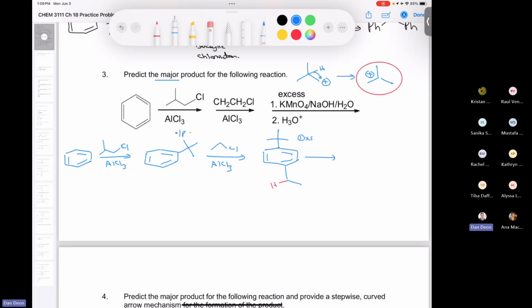So we'll put excess KMnO4, sodium hydroxide, and water, followed by aqueous acid. And so that's going to, again, only oxidize the end that has a benzylic proton. So our tert-butyl group is going to remain intact, and then we're going to have our carboxylic acid portion down here. So that would be para tert-butyl benzoic acid.